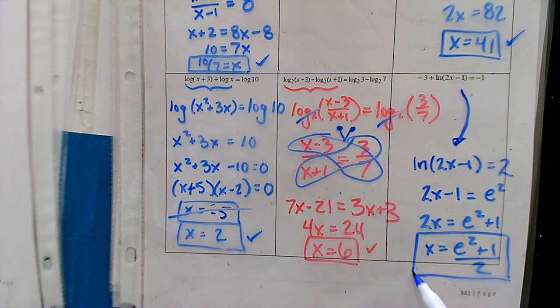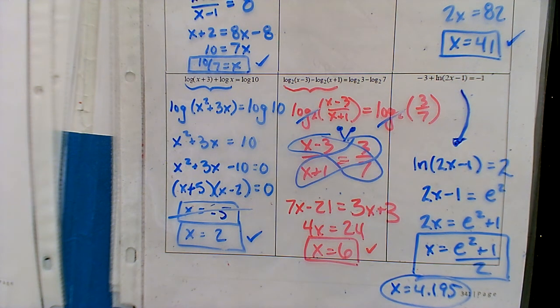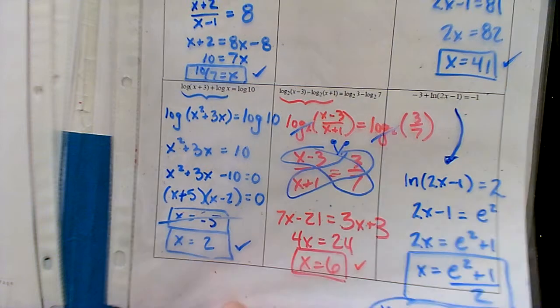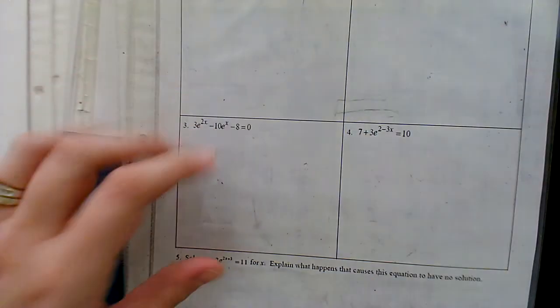Did anybody type that in and get a decimal? Just 4.195. All right, so if you wanted to check your work, maybe plug in that decimal into the argument. Is it still positive? Yes, so we're good to go. How are we doing with log equations? Good? Okay. Let's do more practice with the exponentials from yesterday, okay?